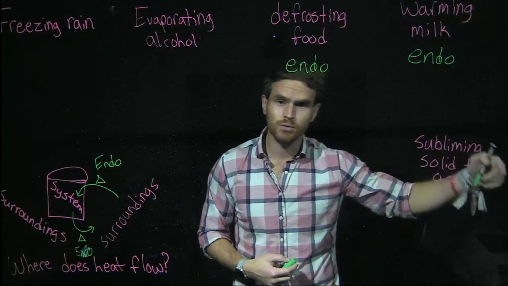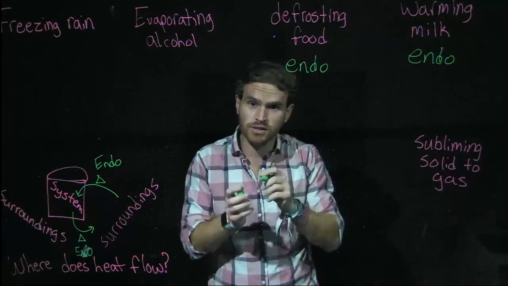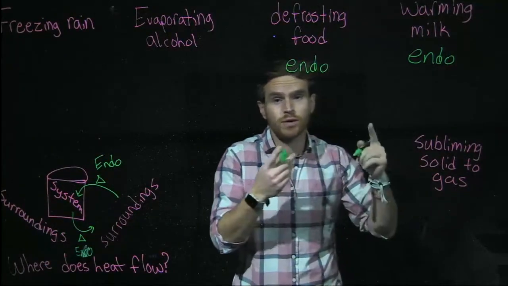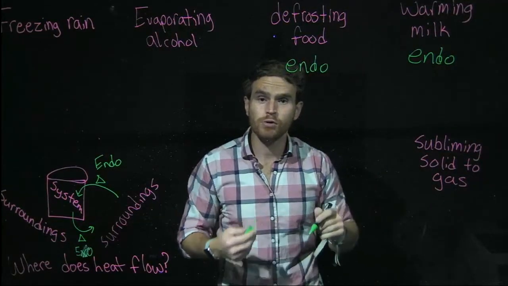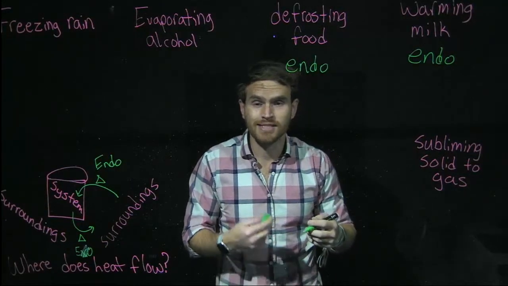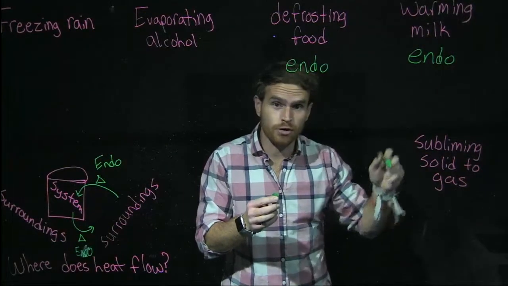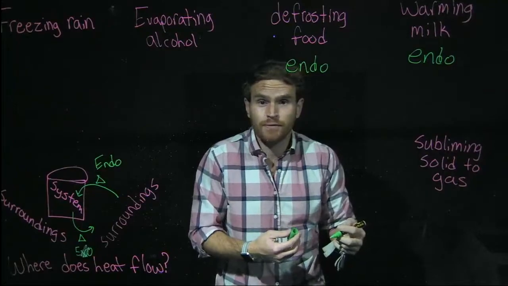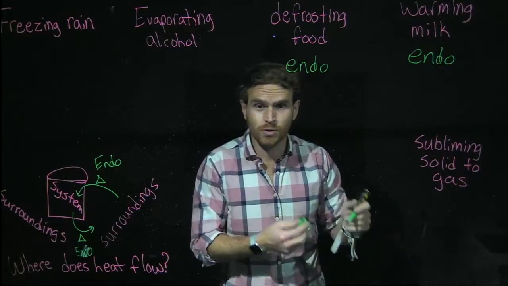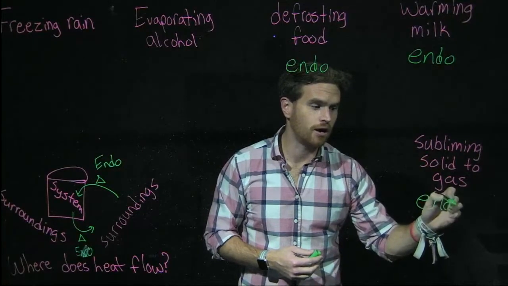Going from a solid to a gas is called sublimation. That is like going from a solid to a liquid to a gas, but doing it in one step. And in order to go from a solid to a liquid, things have to be heated up. That is an endothermic process. And to skip that process altogether and go straight to gas, you're heating it up even faster. That is an endothermic process because it's taking on energy.